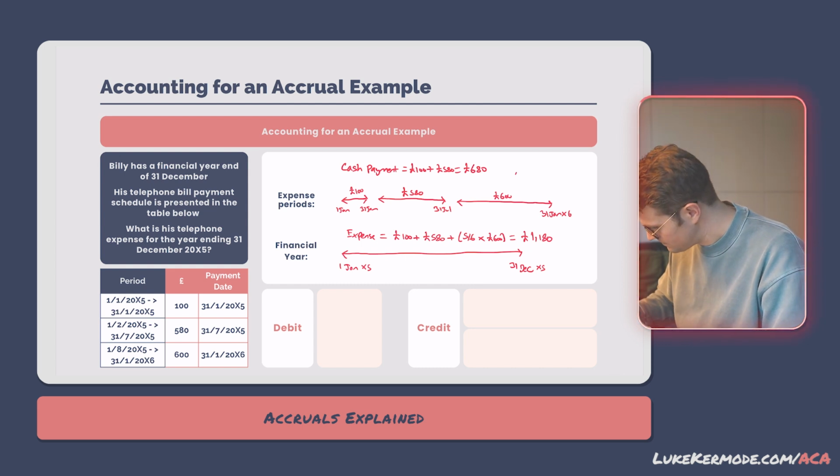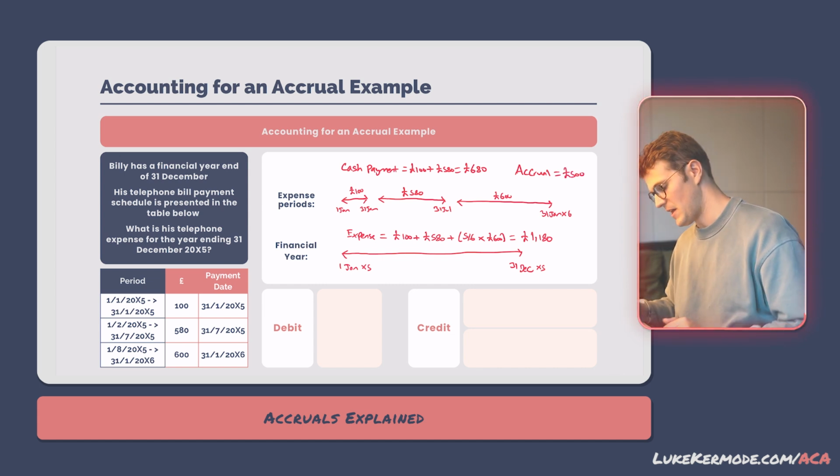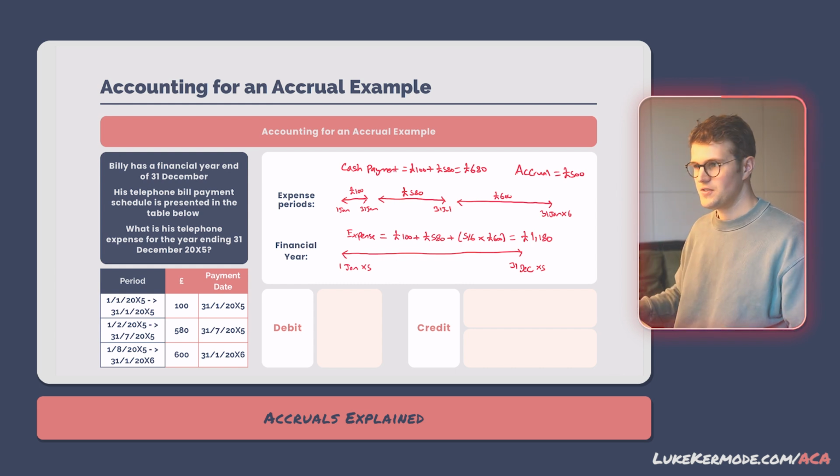So our accrual is equal to the benefit that we've received in the current year that hasn't yet been paid for. So that's the £500 of telephone expense, which covers the month from August to December.